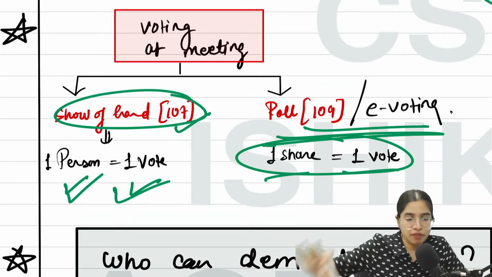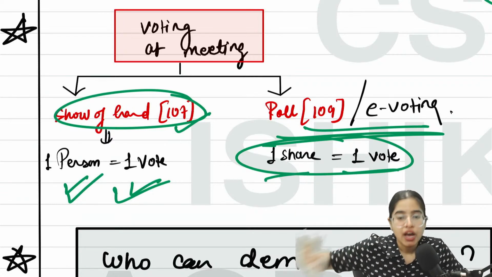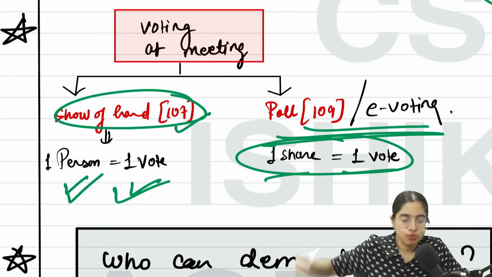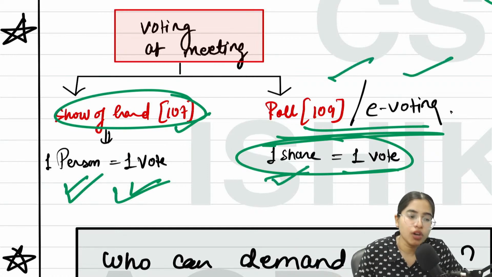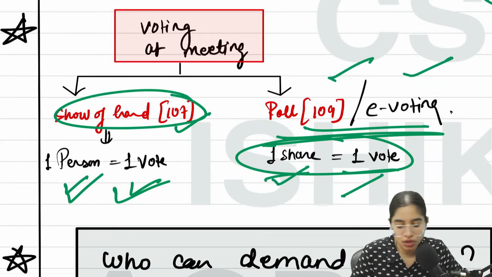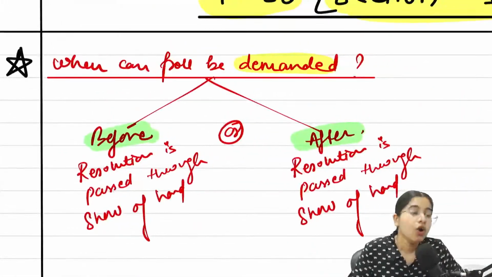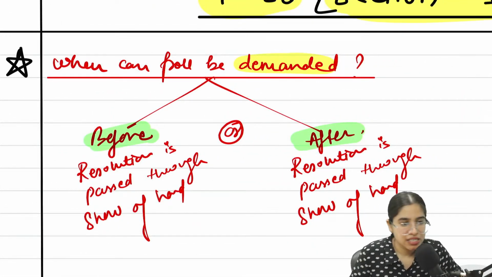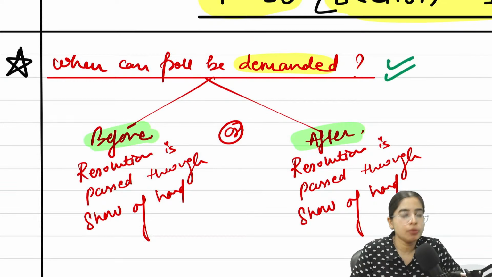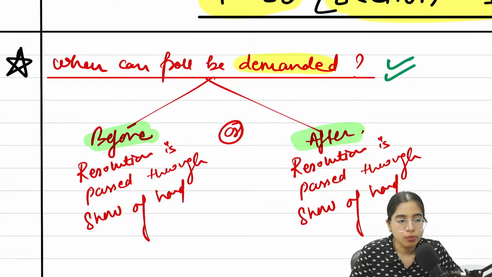How many shares do you have? If I have 100 shares, I'll get 100 votes. If I have 10% shares, I'll get 10% vote. So usually in case of poll and e-voting, it is one share, one vote. Now the question is, can we demand a poll? The answer is yes. Now the next question is, when can a poll be demanded?